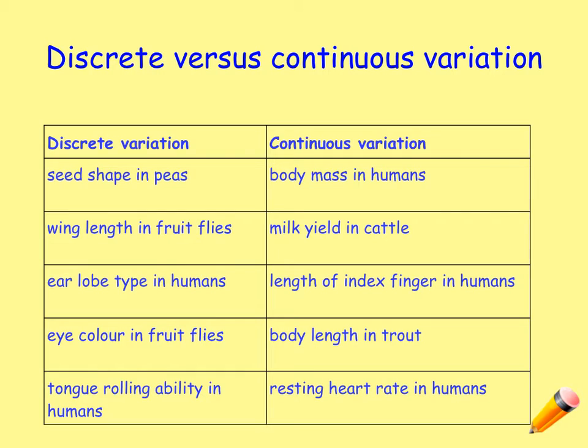So here's the table of discrete variation on the one side and continuous variation on the other side, examples. And you can pause this and check that you got your answers right just a moment ago.